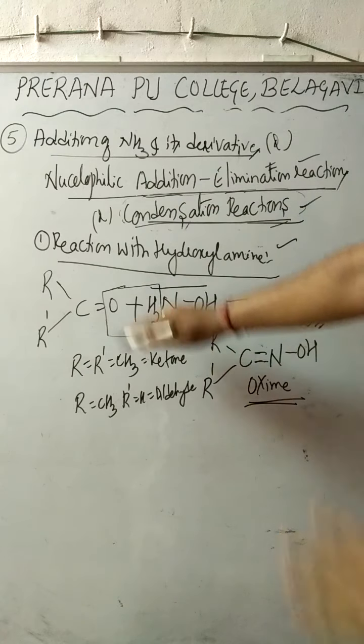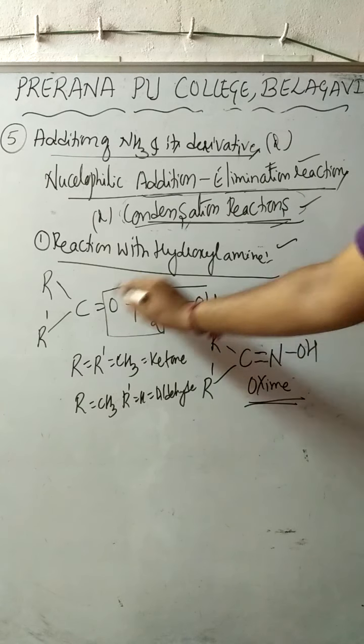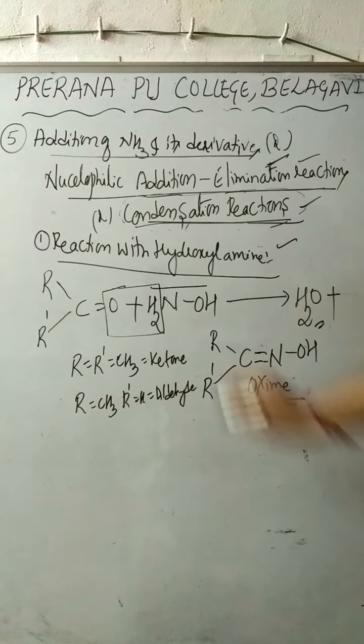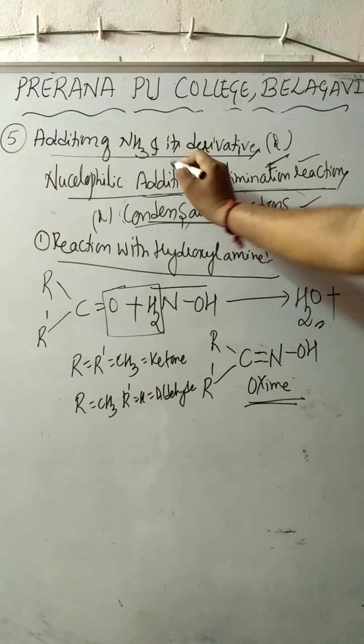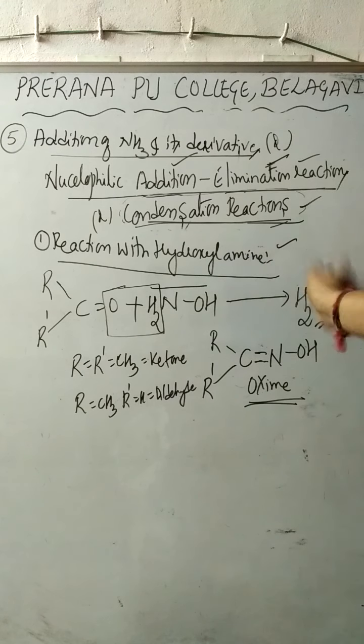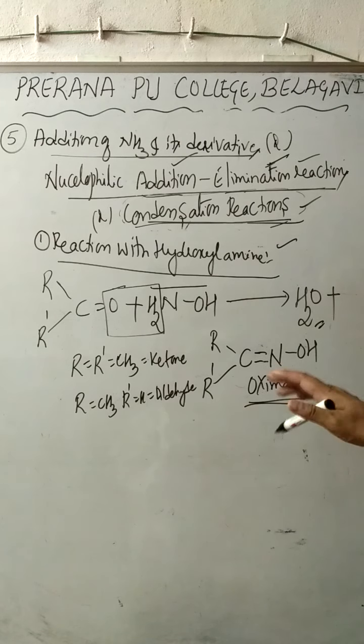So we can clearly check this. Here water has been eliminated, which is elimination, and this N and OH has been added, hence it is addition. Due to this reason, this reaction is also called an addition-elimination reaction.